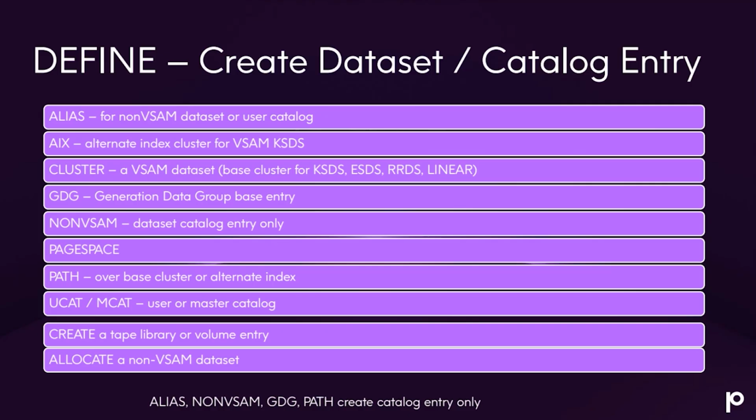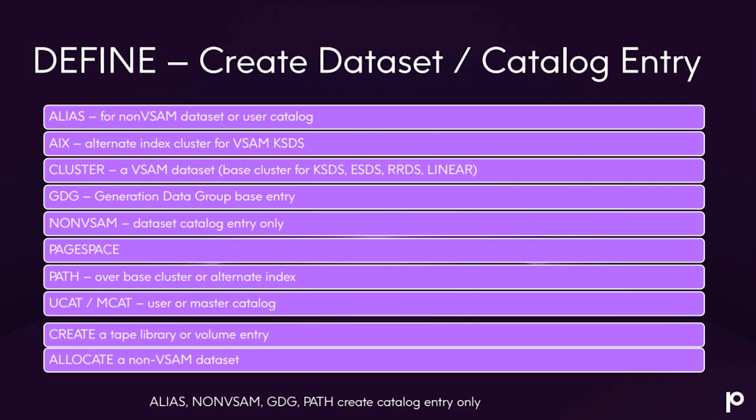I can define an alias. I can define an alternate index over a VSAM key sequence data set. I can define the VSAM key sequence data set itself with define cluster. But I use the same set of operands, the same set of attributes, for the define command and for the alter command. So really I have one command to rule them all here, define. Obviously some attributes make sense in some cases and others don't. If I'm defining a cluster, then I want to specify the component names. If I'm defining a non-VSAM data set, then that doesn't make any sense.